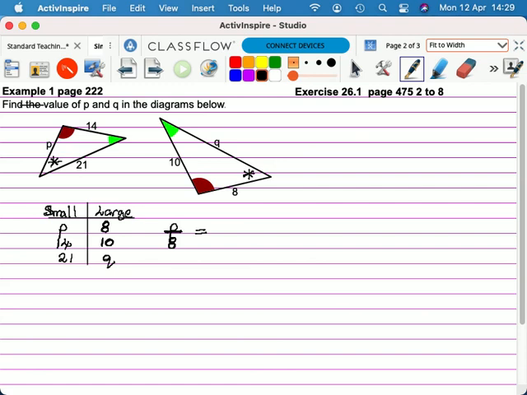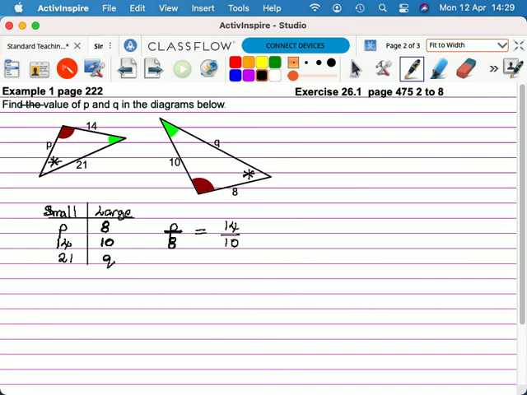Now, which one did I divide first? It was P divided by 8, wasn't it? So it's hands up time. Is it 14 divided by 10? Or is it 10 divided by 14? We know it's going to be division, but which way round? Who thinks it's 14 divided by 10? You're correct, because that's the way we had written the first one. It's the small divided by the large. So therefore, small divided by large is 14 over 10.